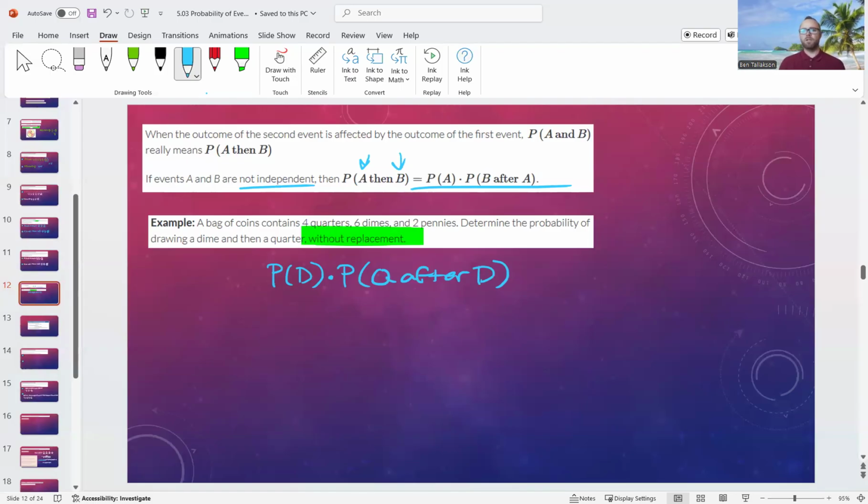So what are those probabilities? A dime, they told us there are 6. Add up all the coins, you'll see there are 12.